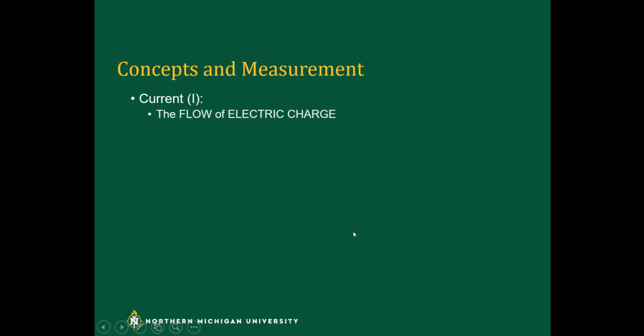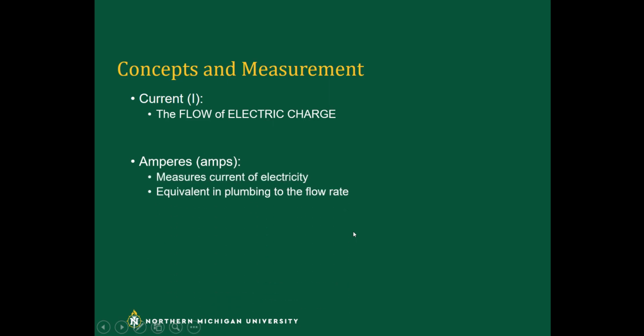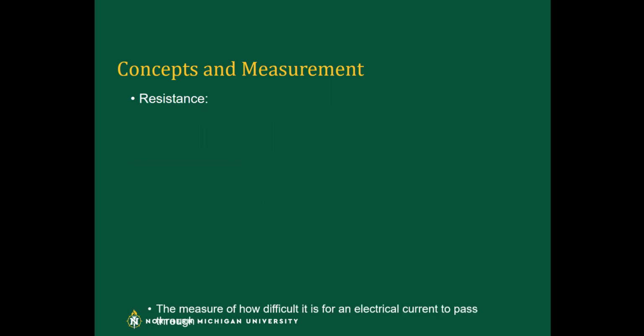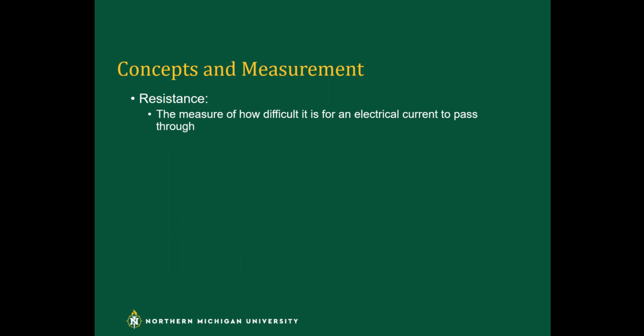So current is the flow of electric charge. It's measured in amps like we just mentioned. I like to also equate electricity into plumbing terms because it's a little bit easier to see how water flows. So this would be the equivalent in plumbing of what a flow rate is. So this is how much electricity is actually moving.